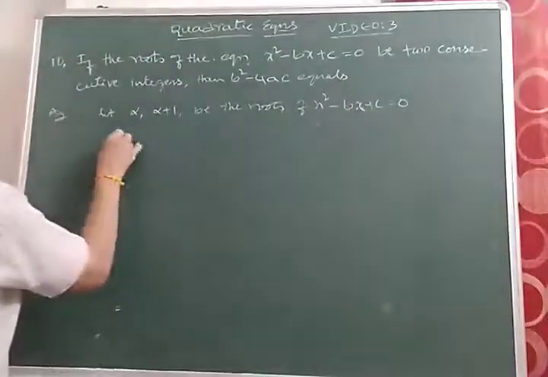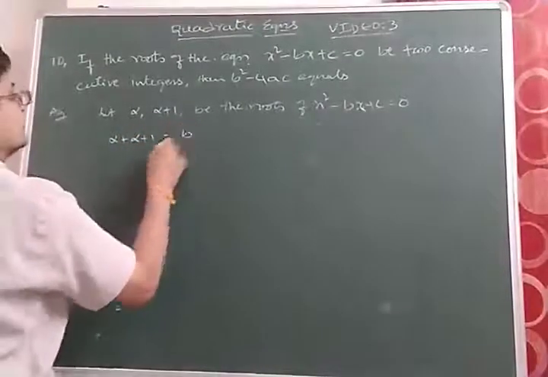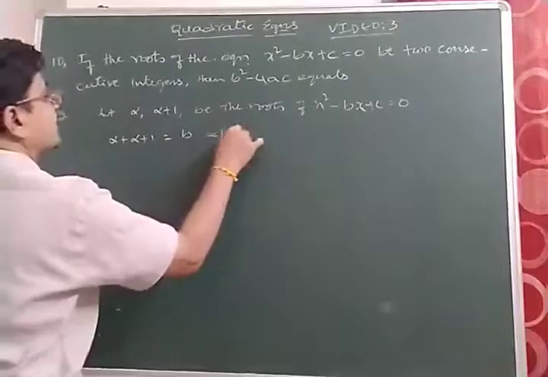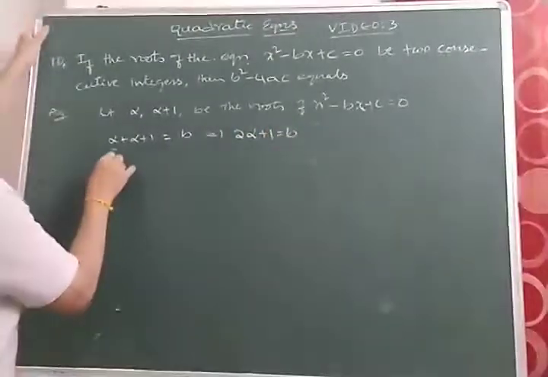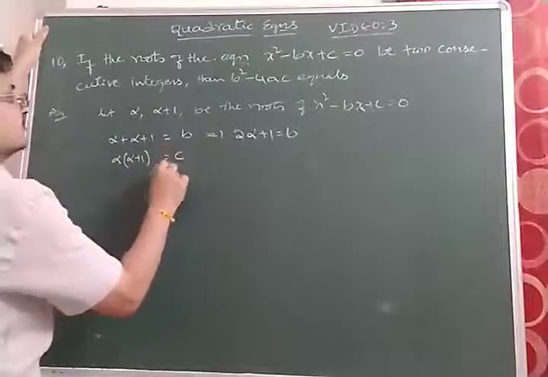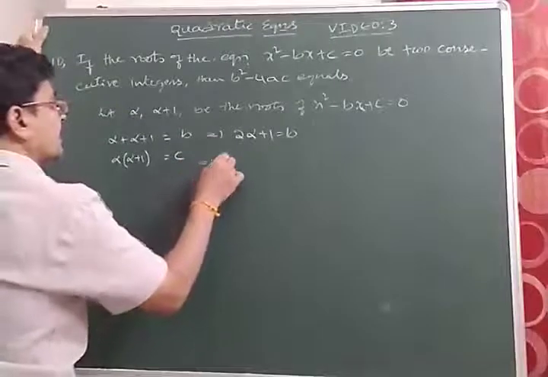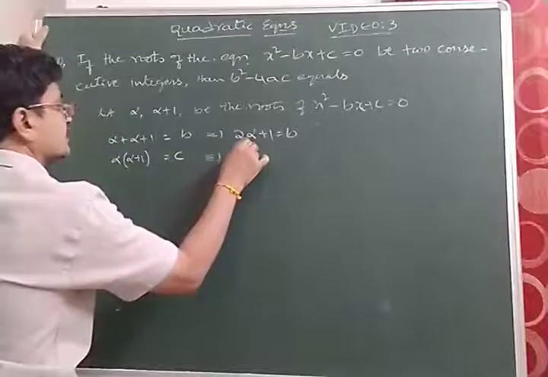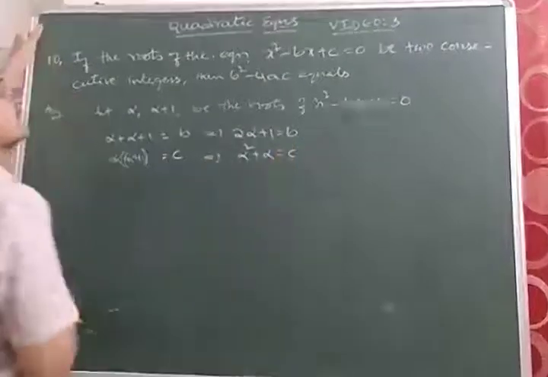Now the sum of the roots is equal to b. That implies 2 alpha plus 1 is equal to b, and the product of the roots, alpha into alpha plus 1, is equal to c. So that implies alpha square plus alpha is equal to c.